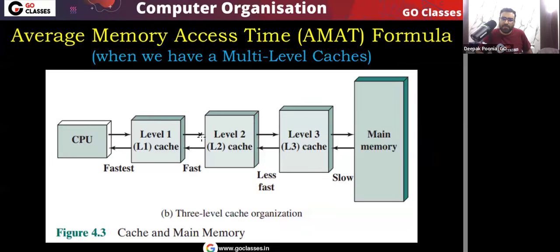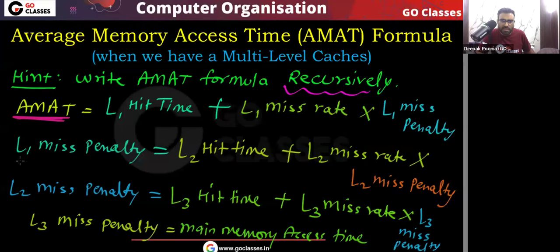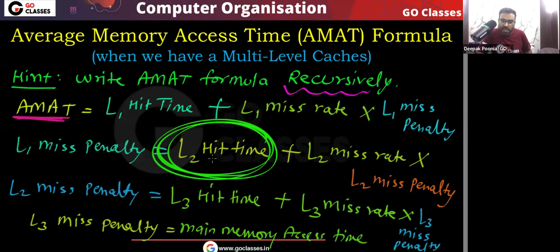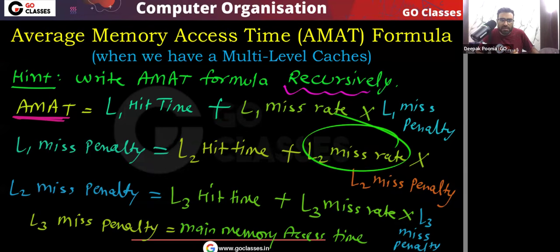What will be L1 miss penalty? After the detection of L1 miss, the entire extra time taken, that is L1 miss penalty. And when there is a miss in the L1 cache, then first we will always access the L2 cache. For every L1 miss, first we will always access the L2 cache to check whether there is a hit or a miss. So this L1 miss penalty is equal to, for every L1 miss, we always have to spend this much time first, that is L2 hit time, or I can say L2 access time. And when there is an L2 miss, then we have to spend L2 miss penalty.